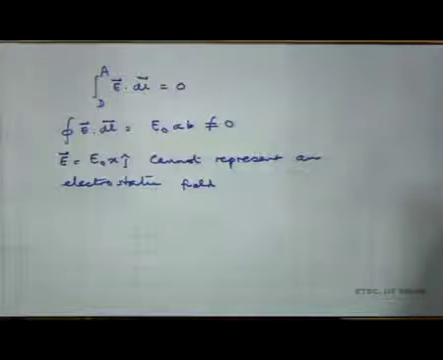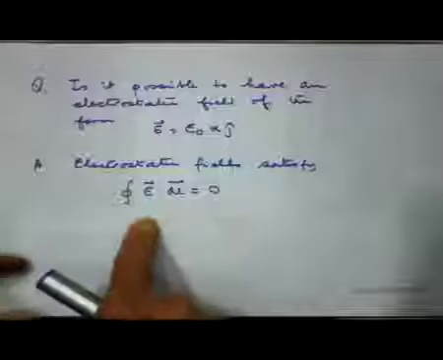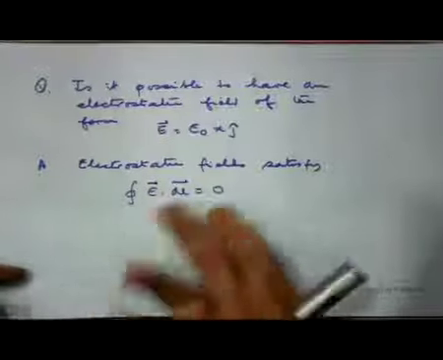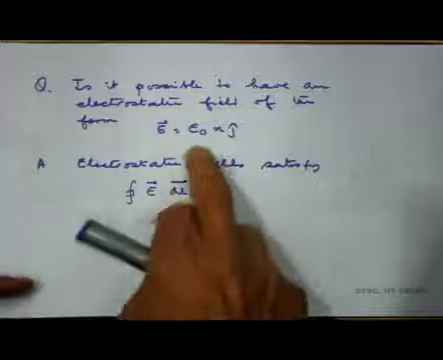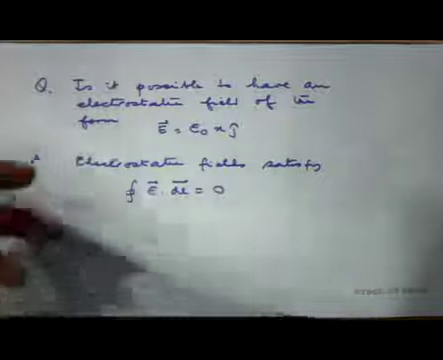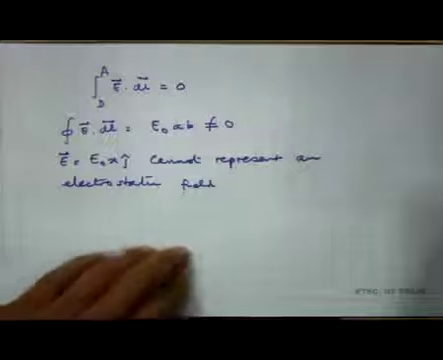So, please remember, not all vector fields can represent electrostatic fields, only those vector fields for which the integral of E dot dl over a closed path is equal to 0 will represent electrostatic fields. So, the way to check is, given a vector field like this, I take a suitable path of integration, and if I find this integral to be non-zero, that means this vector field cannot represent an electrostatic field.